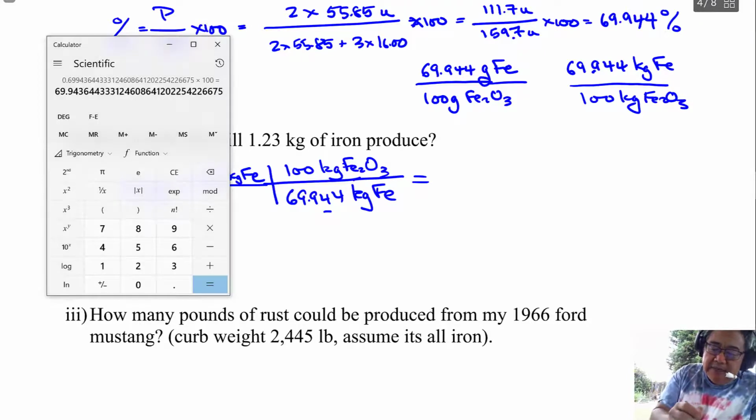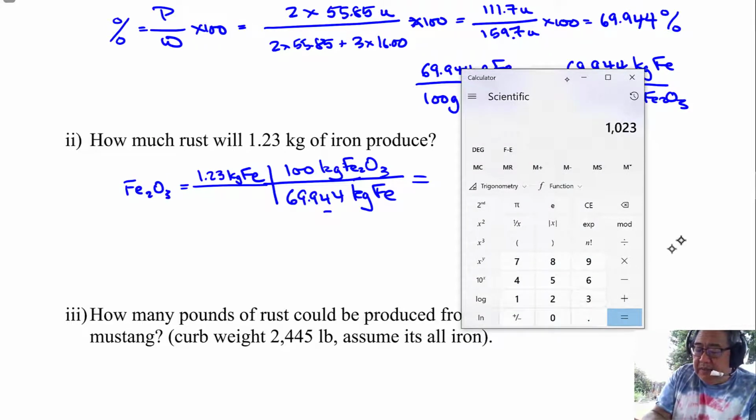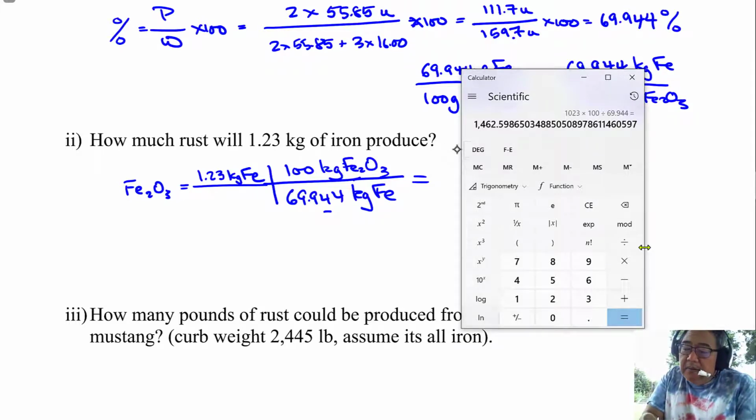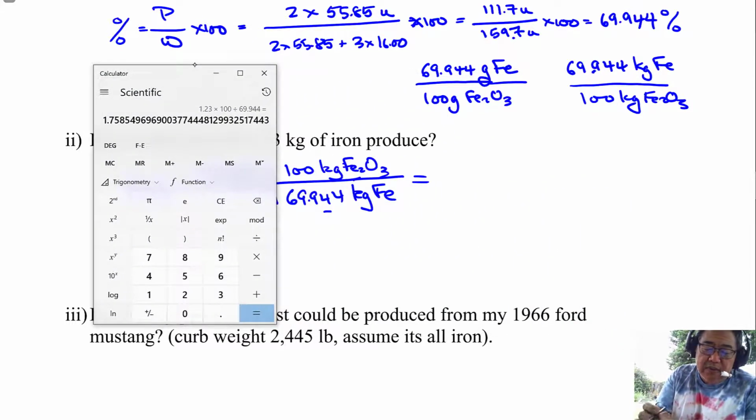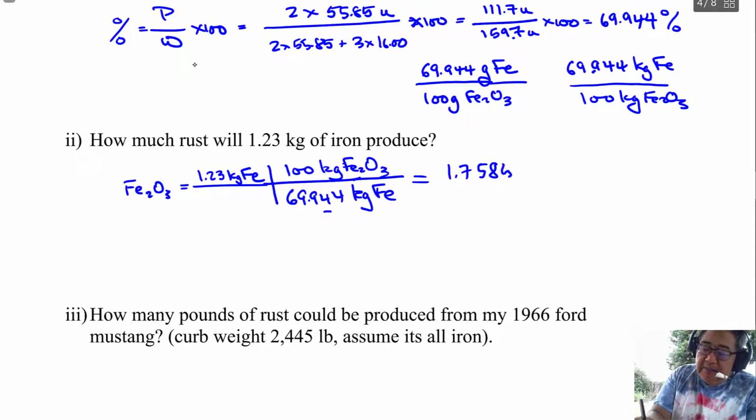So I can pull my calculator out. I can say 1.23 times 100 divided by 69.944, and I'll end up with one. Oh, I think I screwed up a number in here. I said 1023. Let me redo that. It's 1.23 times 100 divided by 69.944. Yeah, it looks like a more reasonable answer. That's 1.7585 kilograms of iron oxide, rust, right?